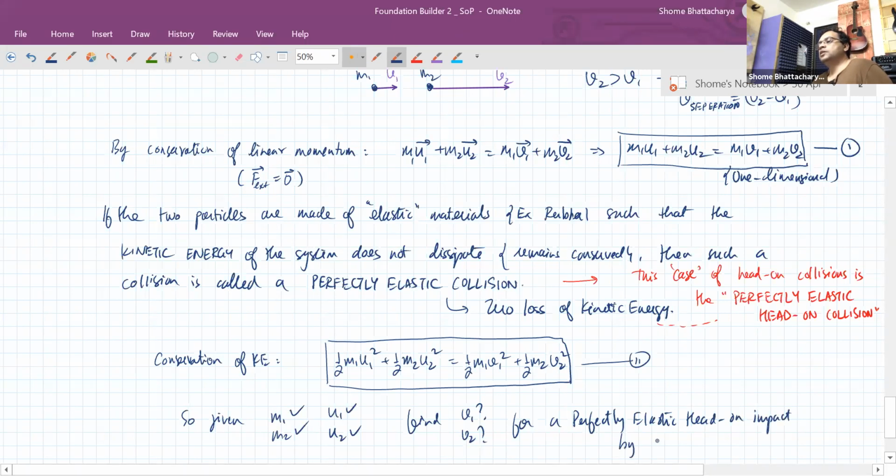Conservation of momentum is applicable for every collision, but conservation of kinetic energy is applicable only for perfectly elastic collisions. When there is an inelastic collision, there will be loss of kinetic energy. So conservation of momentum is a universal fact for all types of collisions, not only head-on collisions but oblique collisions also. Whereas conservation of kinetic energy holds for perfectly elastic collisions, not for inelastic collisions.